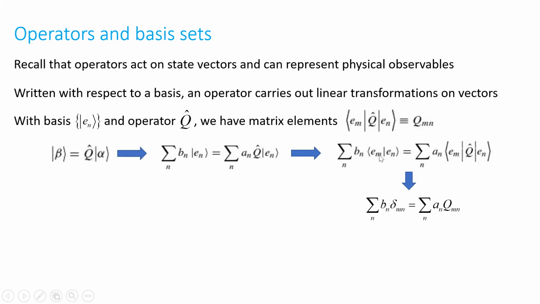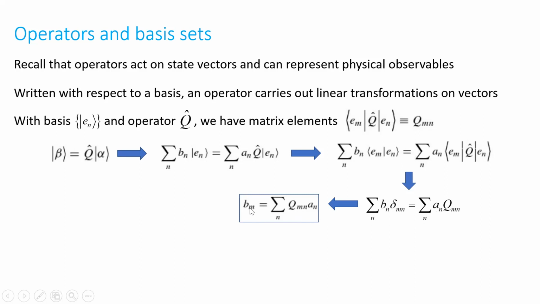Since Em and En are both part of the basis, and we know the basis must be orthonormal, the Em En inner product is going to be delta mn. And we multiply that by Bn, so we get the sum over n of Bn delta mn, which is equal to the sum over n of An, and we call this the matrix element Qmn, according to this definition here. So finally, if we sum over Bn delta mn, Bn will only count if n is equal to m. So we can replace this side by just Bm. And this side we usually write with Qmn to the left of An, since they're just numbers, we can do that. So we get finally, Bm is the sum over n of Qmn An.